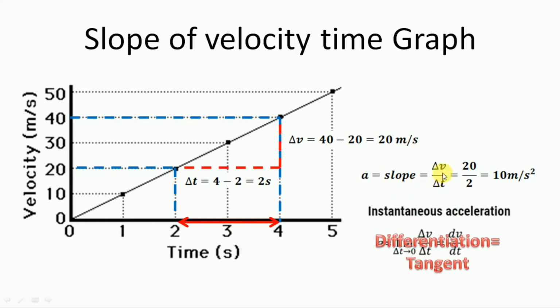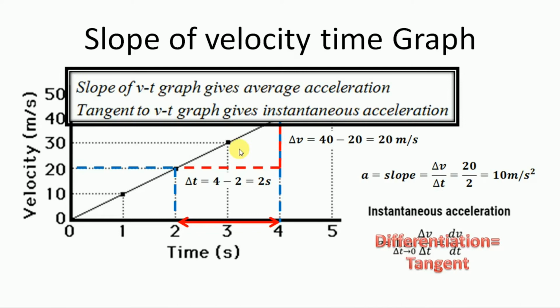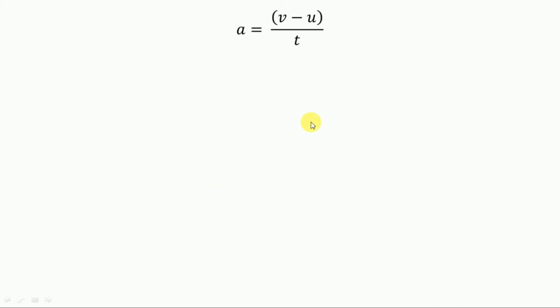To get the average acceleration we have to find the slope. So the slope of the velocity-time graph gives average acceleration, and the tangent to the velocity-time graph gives instantaneous acceleration. So this is the formula for acceleration.